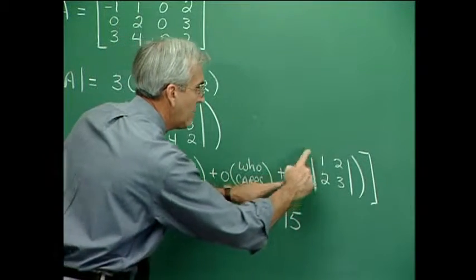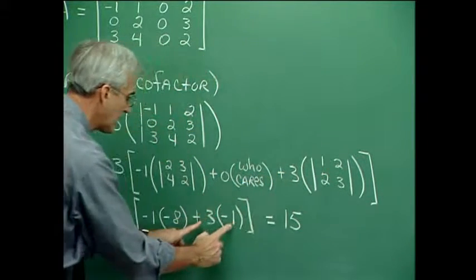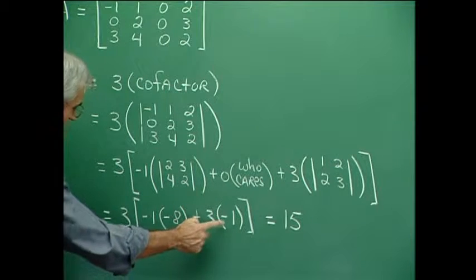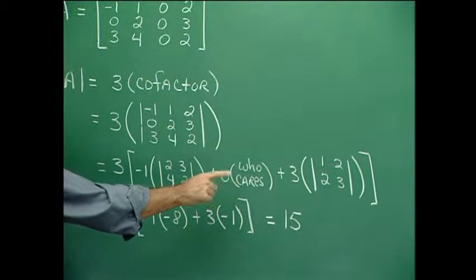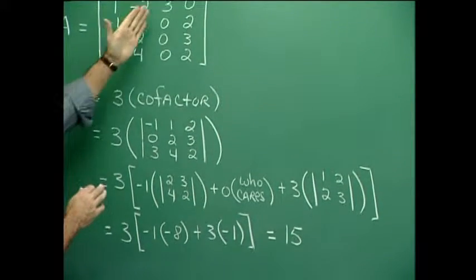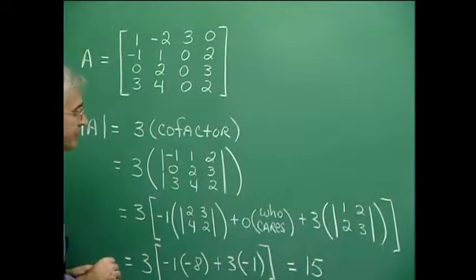This is 3 times 3 minus 4, which is negative 1. So this is 3 times negative 1. And then cleaning this up, this is 8 minus 3 is 5. 5 times 3, 15. So 15 then is the determinant. We get a lot of mileage out of having multiple zeros in our original matrix.